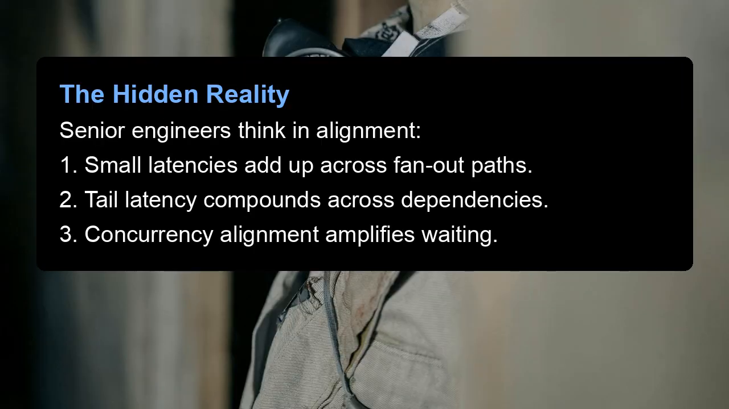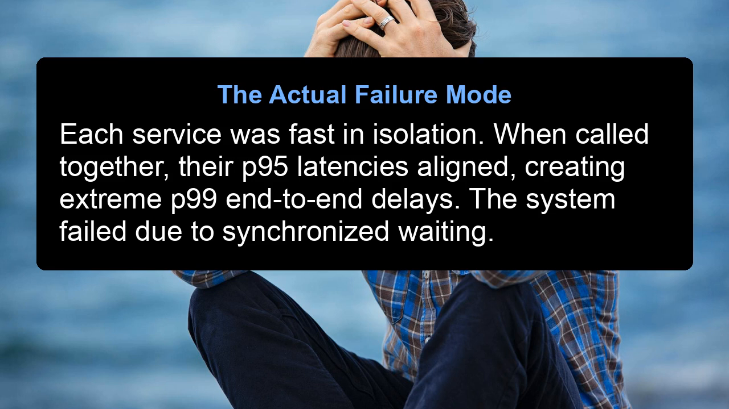1. Small latencies add up across fan-out paths. 2. Tail latency compounds across dependencies. 3. Concurrency alignment amplifies waiting. The actual failure mode. Each service was fast in isolation. When called together, their P95 latencies aligned, creating extreme P99 end-to-end delays. The system failed due to synchronized waiting.